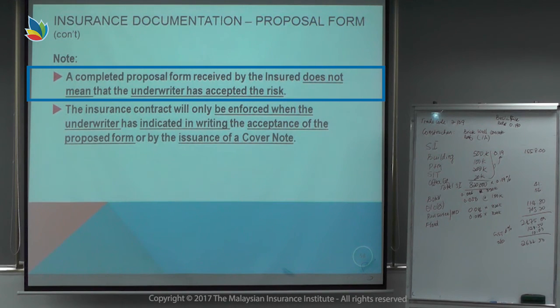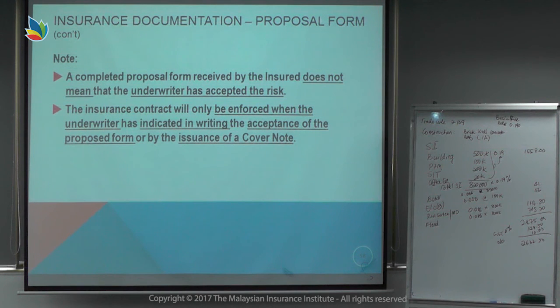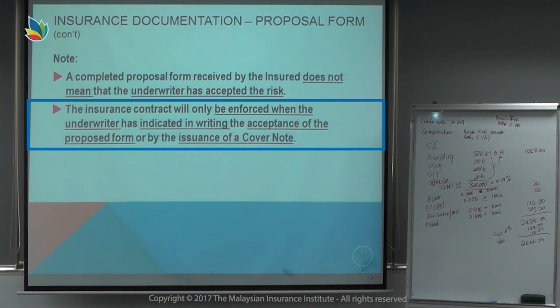Okay. When a proposal form is presented to an underwriter, it does not equate to automatic acceptance. The contract will only be considered as complete when the insurer indicates in writing to the proposal by issuing a policy. Okay, if the policy is slow, most of the time we come up with a provisional policy which is called a cover note. Cover note is called a provisional policy.